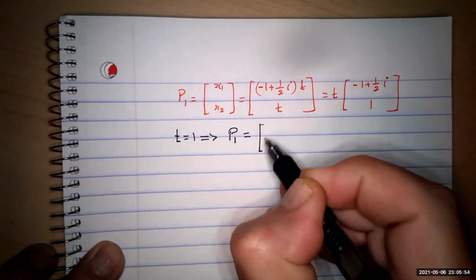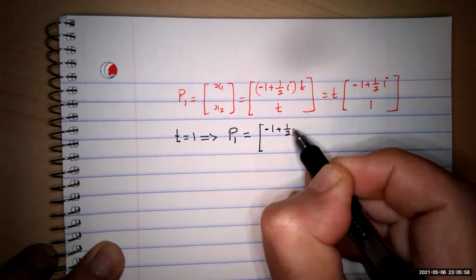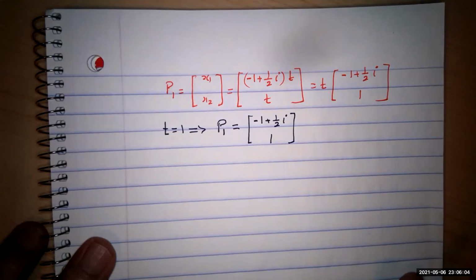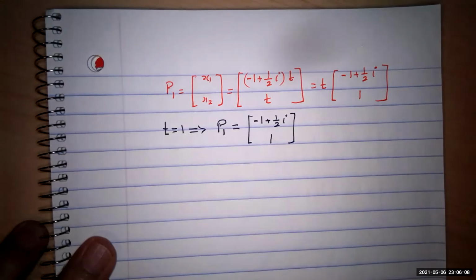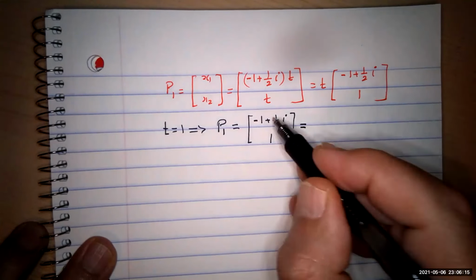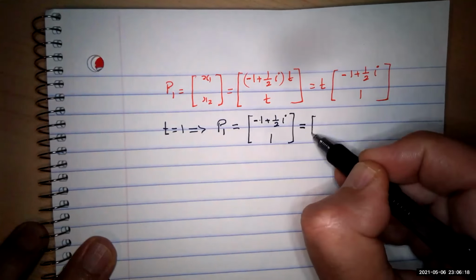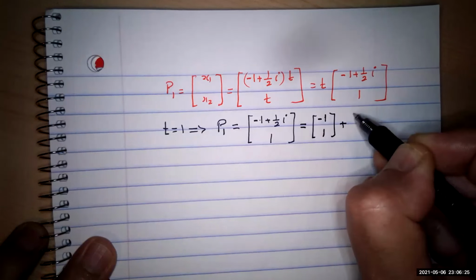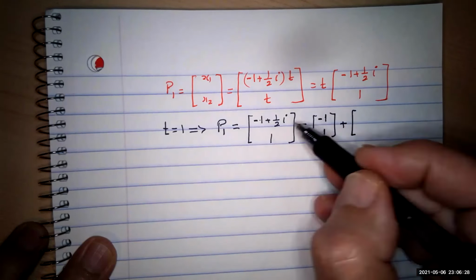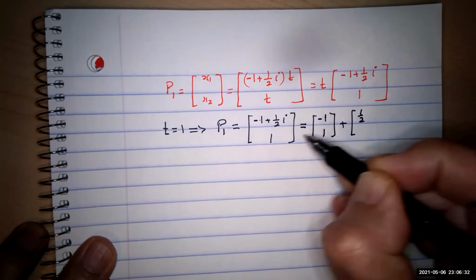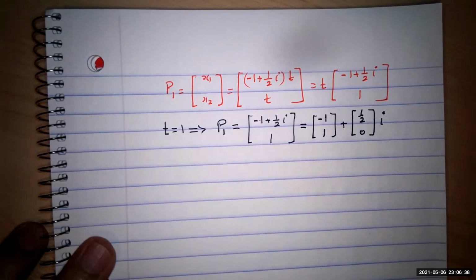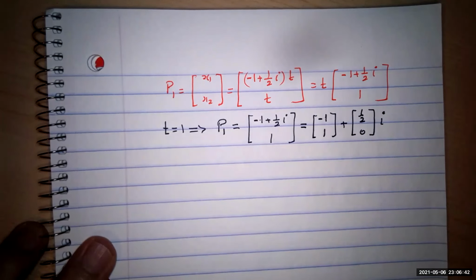So what is P1? P1 is (-1 + 1/2 i, 1). Now we have to write this as a complex vector. You have to break it into the real part and the imaginary part, as we do for complex numbers. If you break it, the real part is going to be -1 and 1 here. That's the real part. This is going to be plus, and the leftover is 1/2, and there is no i here, so it's 0, times i. So this is going to be your eigenvector, if you like.